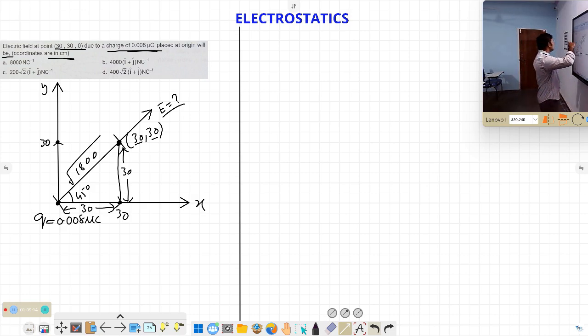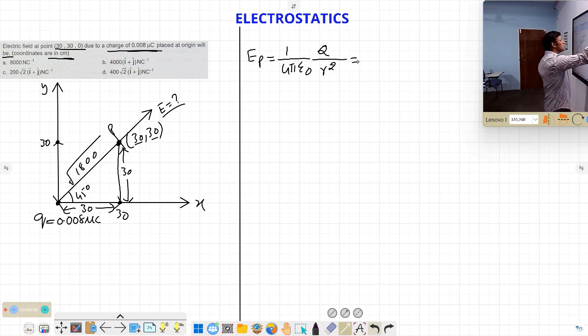So to find the electric field intensity at this point P, the formula is E_P equal to 1 by 4 pi epsilon naught times charge q by square of the distance. So what is 1 by 4 pi epsilon naught? 9 into 10 power 9, into the charge q, that is 0.008 microcoulomb, which I can write as 8 into 10 power minus 9 coulombs. Micro is 10 power minus 6 and 3 decimal places gives 10 power minus 9. Okay, that is q by r square.